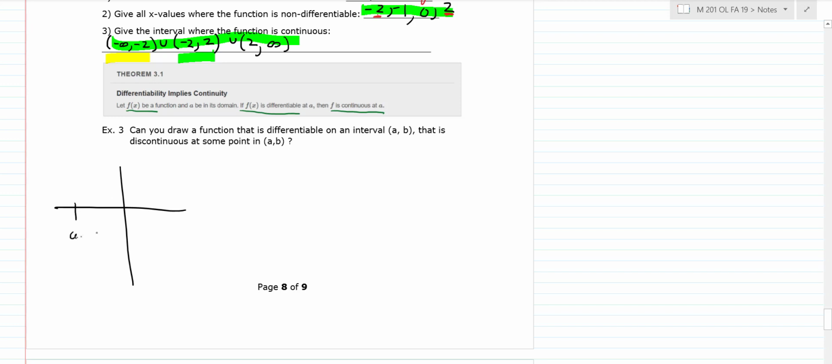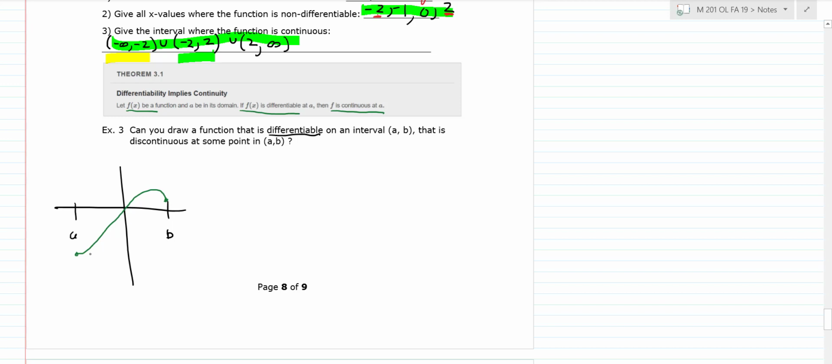Let's just say here's a, here's b. We need to draw something that's differentiable everywhere on that interval. There's several things you can't do. If you're differentiable, you would want to make sure that there's no breaks in the graph, no sharp points, and that there's no horizontal or vertical tangent line. So there's no way to do that. See, basically if you're differentiable, then you're forced to be continuous.